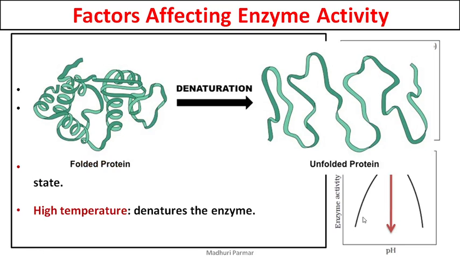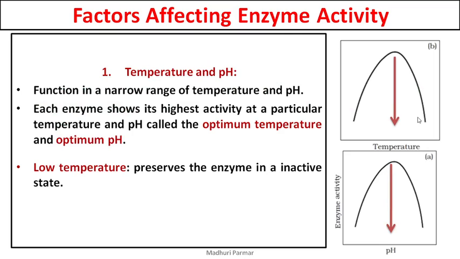Same thing happens with pH. Okay, this is denaturation. So this is your normal functional protein. And when it denatures, it opens up like this. Okay, it becomes unfolded. And this unfolded protein cannot function properly. This unfolded enzyme cannot function properly, and that is why you see that reduction. Same thing is seen with pH.